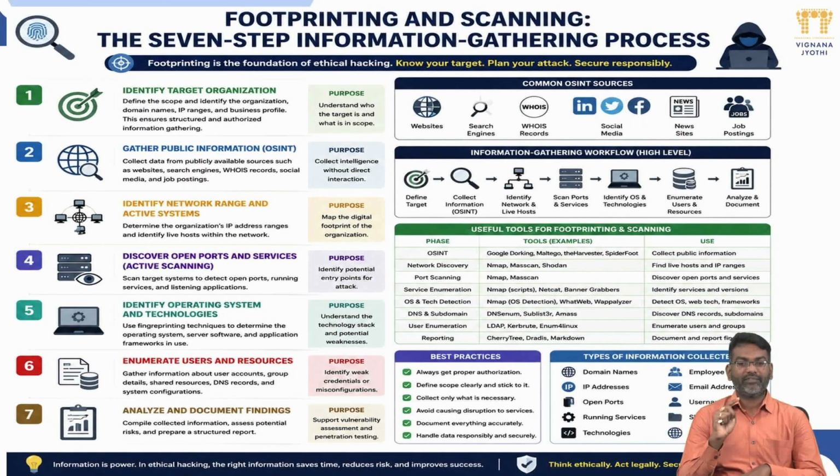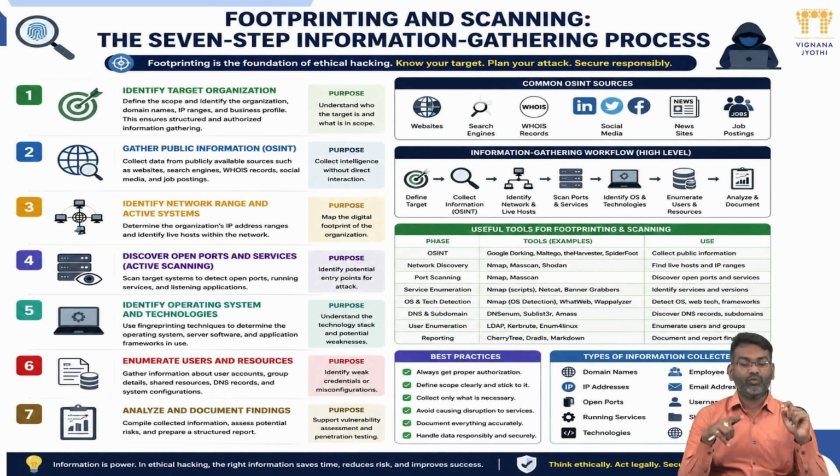Next, identify the network range and the active systems. What is the range of the network that has been used by the organization? What are the different types of active terminals? What are the inactive terminals? We should be least bothered about the inactive terminals. We should always be attentive with the active terminals. What are the different types of active systems available in the network?